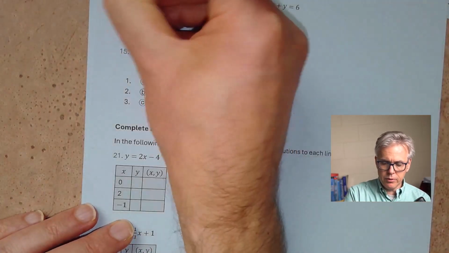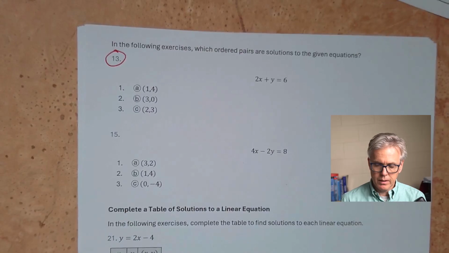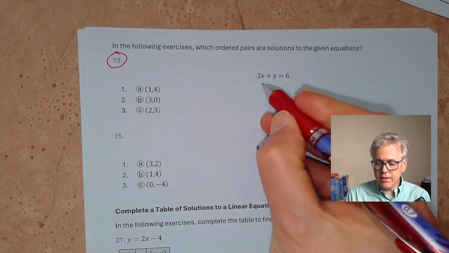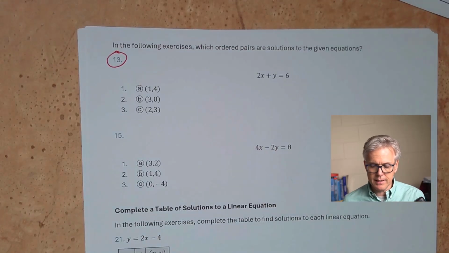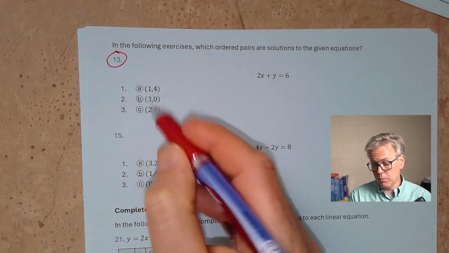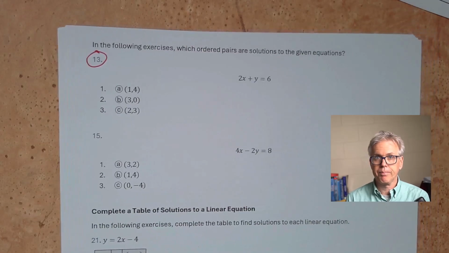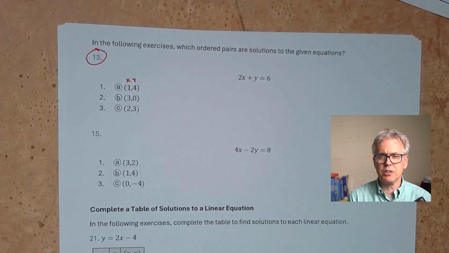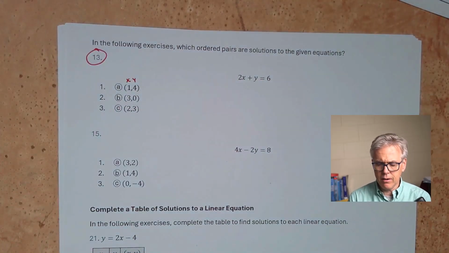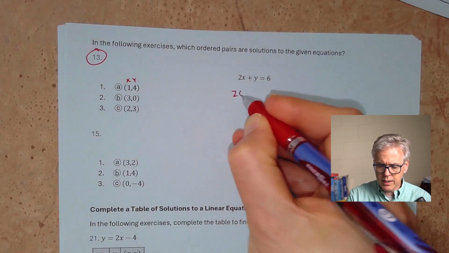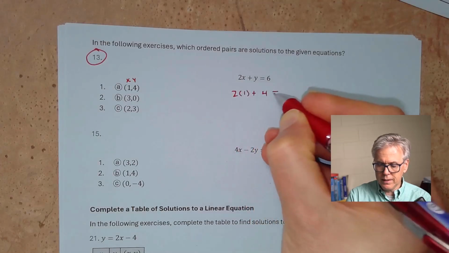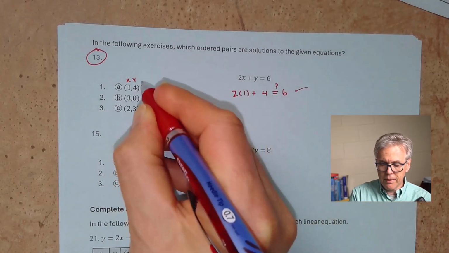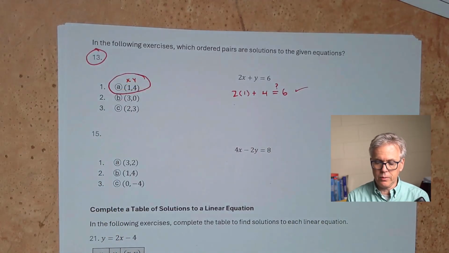Okay, let me do just one of these. I'll just do 13. The following exercises ask which ordered pairs are solutions to the given equations. So you're given an equation, 2x plus y equals 6 in this case, and we want to know which one of these, or more than one, satisfies that equation. So we're going to take the first point. If it helps, just take an extra second to write x comma y, and remind yourself: 2 times 1 plus 4, is that equal to 6? Well, yeah, 2 times 1 is 2, plus 4 is 6. So that point definitely satisfies it. I'll just go ahead and circle that.